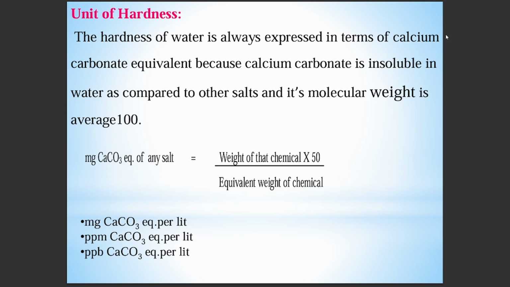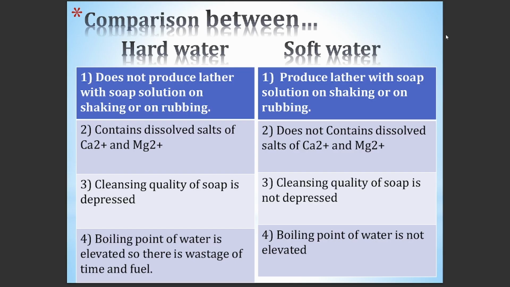We also express the hardness in terms of ppm, that is parts per million CaCO3 equivalent. It can also be expressed in terms of ppb, that is parts per billion CaCO3 equivalent. So hardness can be expressed in different ways. These are the units of hardness.